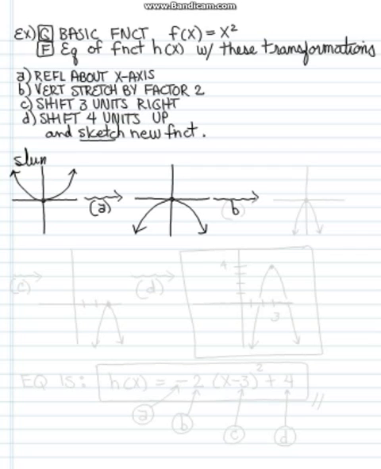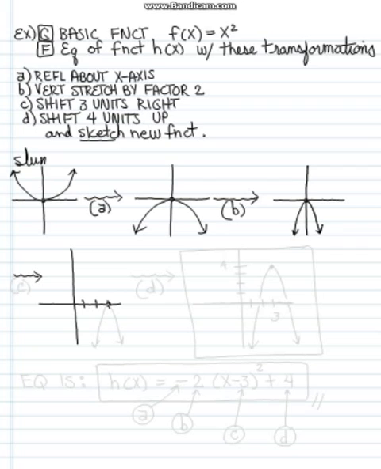Then part B says do a vertical stretch by a factor of 2. So we're going to stretch it downward by a factor of 2, so it's half as thin as it was before. Then we'll do part C, shift it 3 units to the right. 1, 2, 3. 3 units to the right.